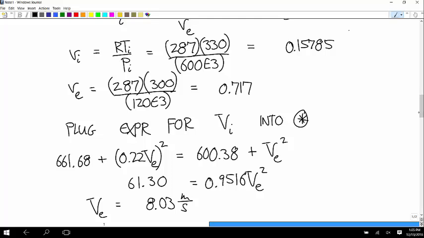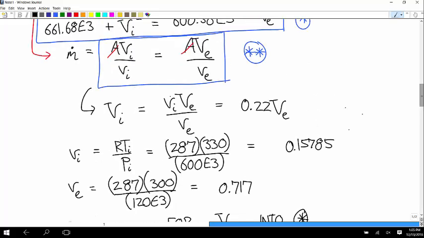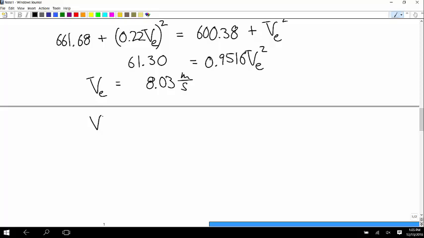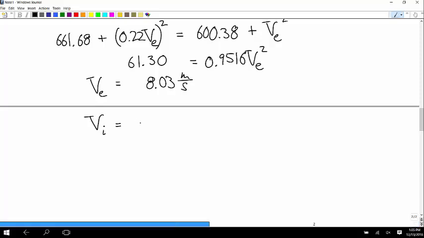And now that was V exit. V inlet is 0.22 times that. So what do you get for that? 1.766 meters per second. Okay, and now we can calculate the mass flow rate with either one of those two.